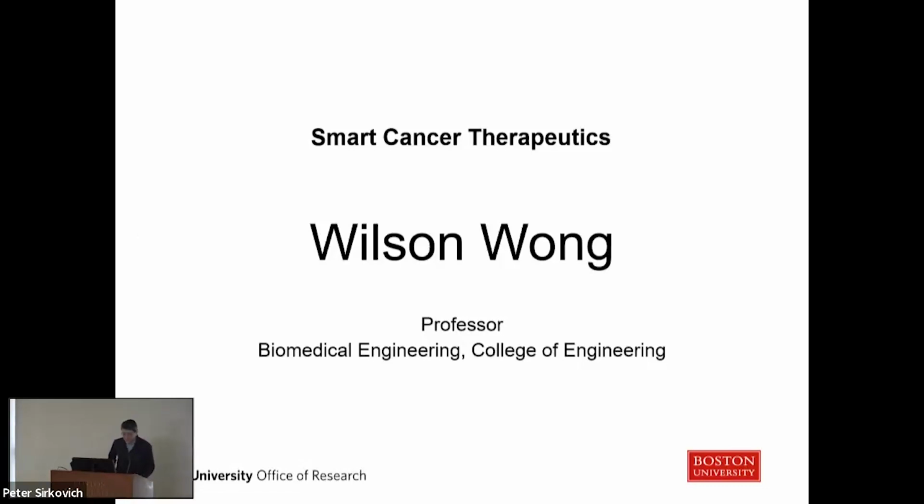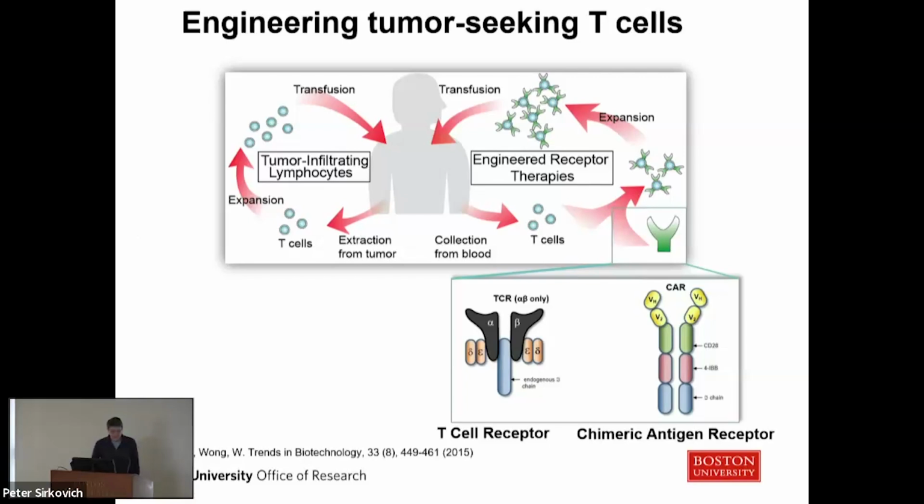I'll start. I'm Wilson Wong, professor of biomedical engineering. I'm very interested in cell and gene therapy, especially immune cell therapy, CAR T cell therapy. Just a quick recap: you can now take patients' T cells out of the body and use genetic engineering to introduce a chimeric antigen receptor, which is a tumor-targeting receptor, into the T cells, so they will express it.